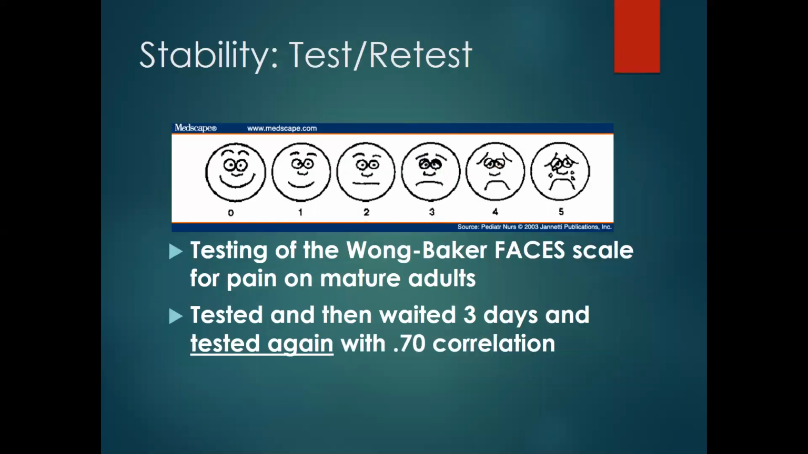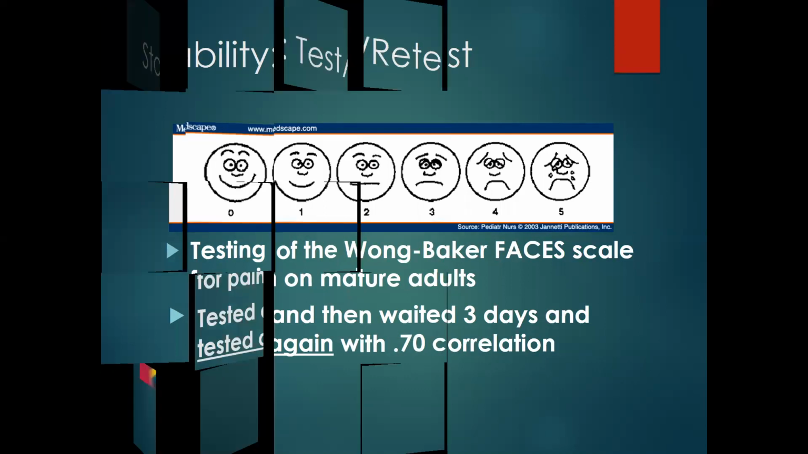So here, this measures test-retest, testing the Wong-Baker Faces Scale for pain on mature adults. They tested, then they waited 3 days, tested again with a 0.70 correlation. So this is an example of stability of the measure over time. So test-retest, stability example.